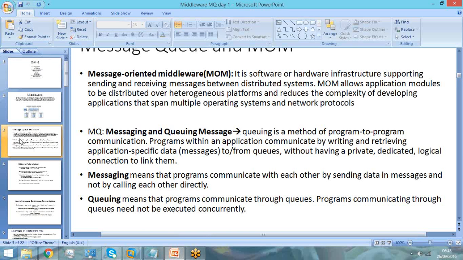Understand what MOM is. It is software that supports sending and receiving of messages between systems for communication. When we say between systems, this can be heterogeneous platforms or different operating systems. So with IBM MQ series software on one platform and your application deployed on another platform, no problem. There is heterogeneous communication through messages, sending and receiving them.